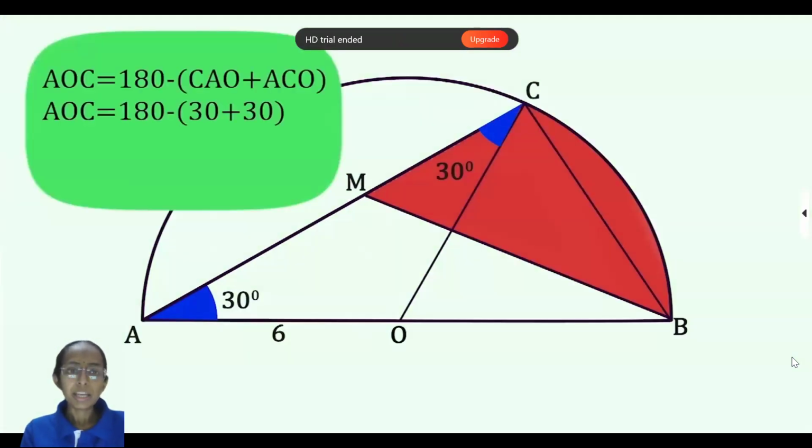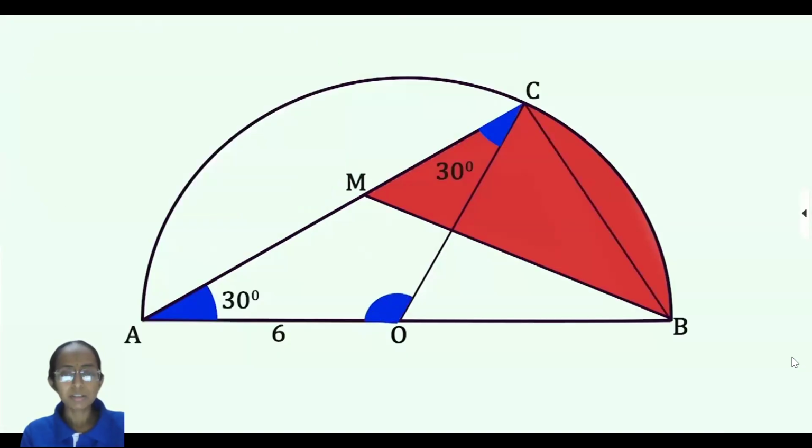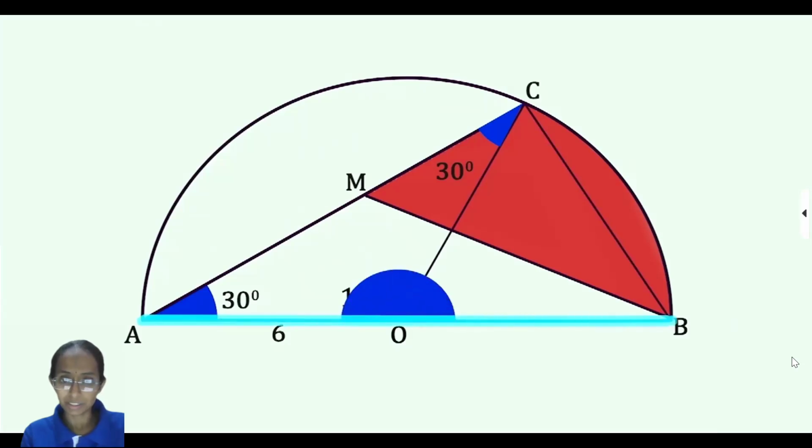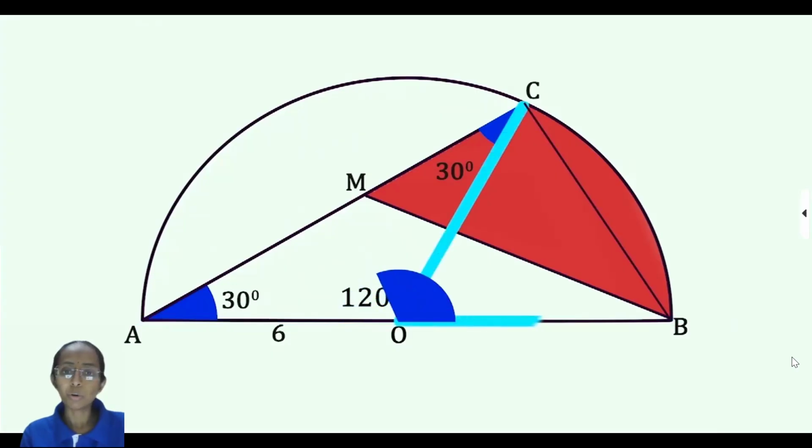Now angle AOC equals 180 minus the sum of the two angles. So 180 minus (30 plus 30) equals 120 degrees. Now AB is a straight line, which means the whole angle should be 180 degrees. So my angle BOC is 180 minus 120, which equals 60 degrees.